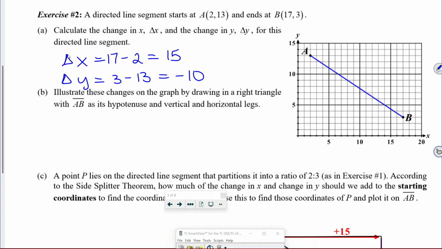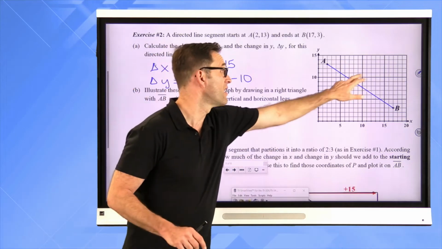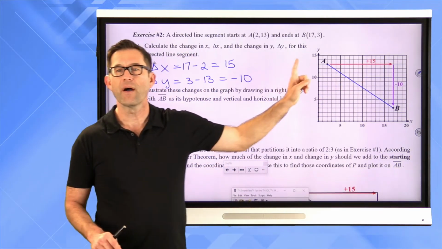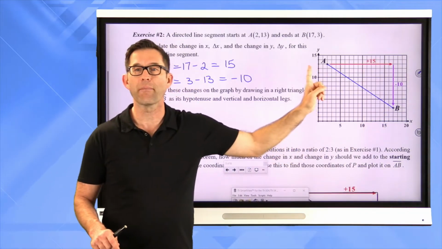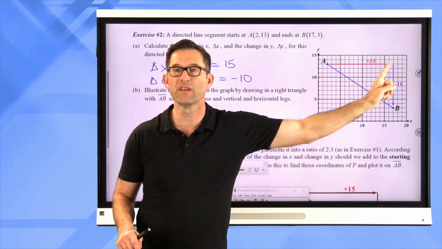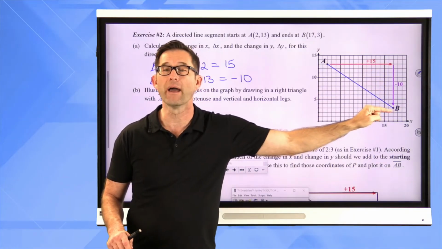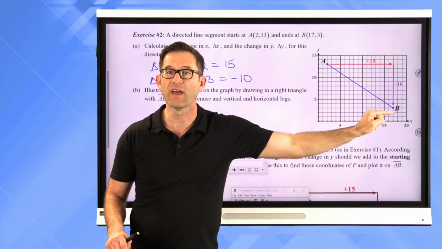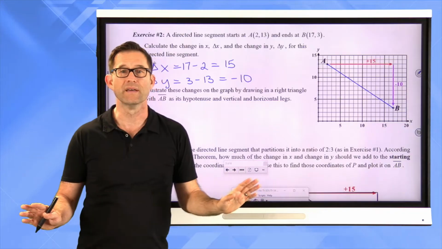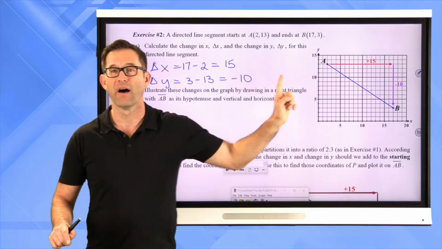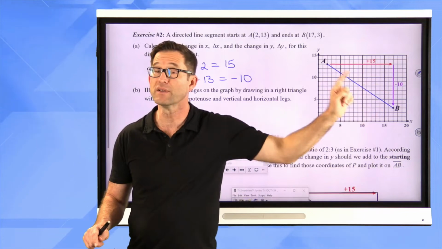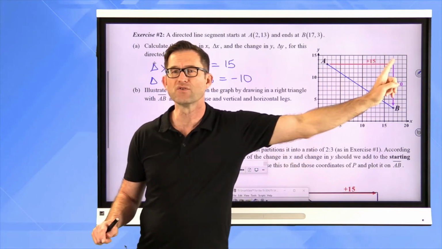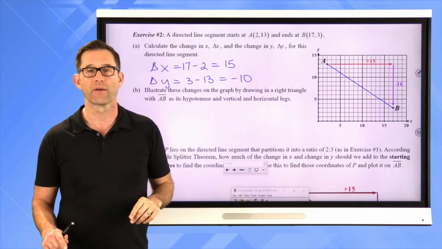Now, letter B: illustrate these changes on the graph by drawing in a right triangle with AB as its hypotenuse and vertical and horizontal legs. In other words, if I'm at A and I move to B, I'm increasing my x by 15 units and decreasing my y by 10 units. So I have a positive 15 change here and a negative 10 change there. That's all I wanted you to illustrate. Positive 15 going this way and negative 10 going this way, and the arrows this time matter. That's why I didn't just draw an arbitrary right triangle.